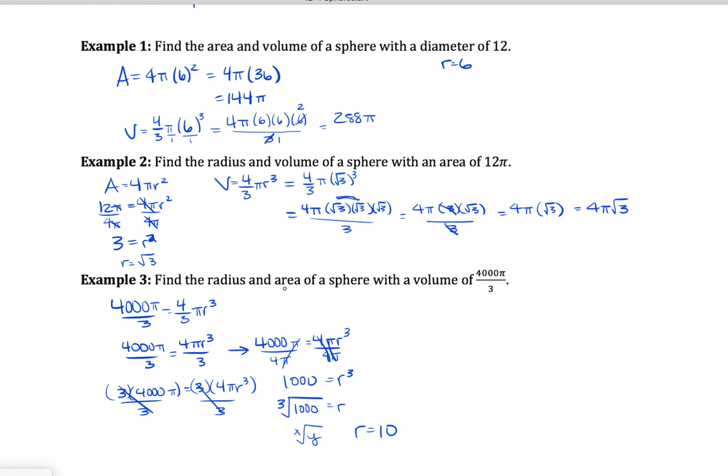Now we're halfway done. That's just the radius. We need to find the area, but hopefully this shouldn't be too hard, right? Area is equal to 4 pi r squared, so we're going to be doing 4 pi times 10 squared, which means that we're taking 4 pi times 100, which we're just going to write as 400 pi.